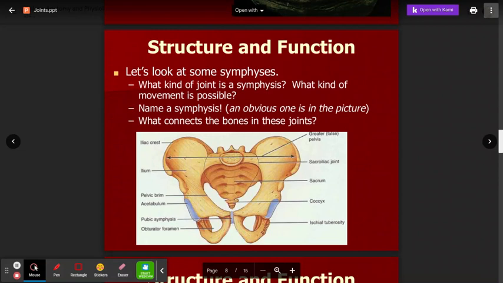Okay, what kind of joint is a symphysis joint? What kind of movement is possible? Name the obvious symphysis in this picture. This is your hip bones, where's your symphysis at? Pubic symphysis, right? What connects the bones in these joints? What is that? Cartilage, right? What kind of movement? Is there no movement? Is there a little movement? There is no movement.